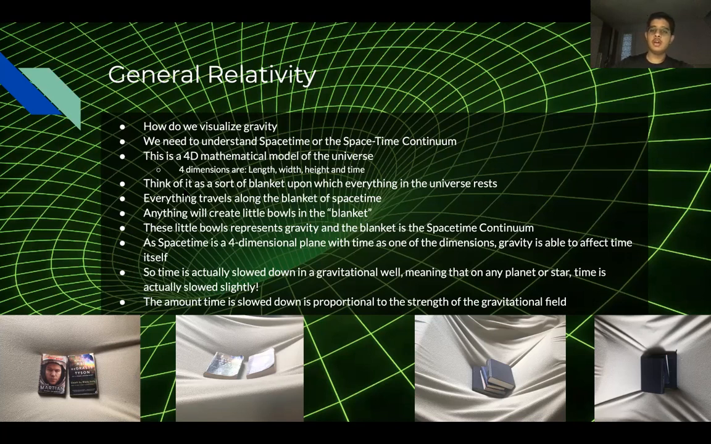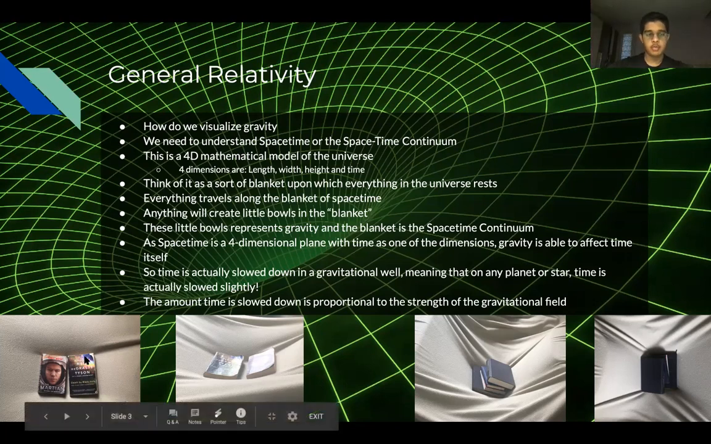And the easiest way to think of it is as a blanket of sorts upon which everything in the universe rests. Everything in the universe travels along the blanket of space-time. And anything with mass will create little balls in the blanket. The little balls represent gravity, and the blanket is the space-time continuum. Now, let me give you an example. So can everyone see my mouse?